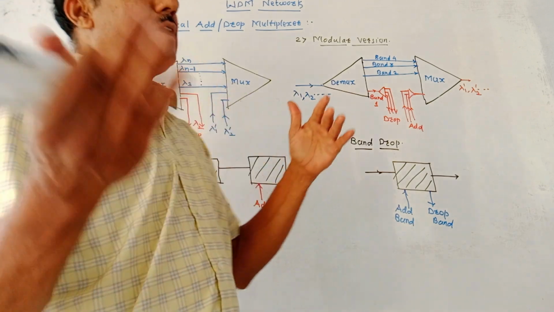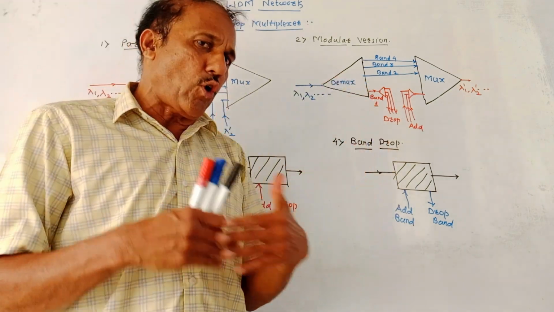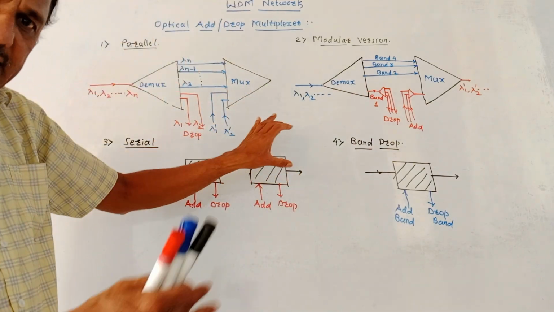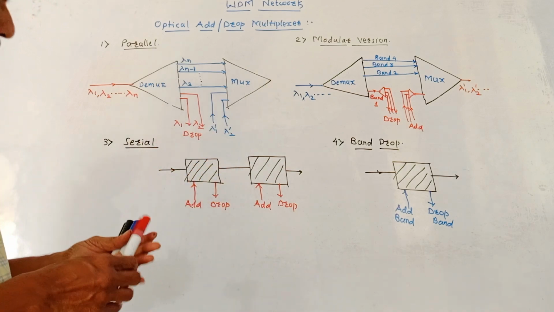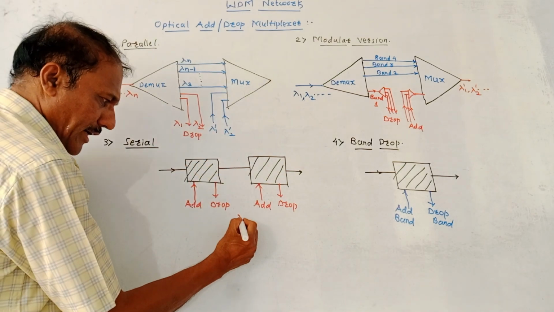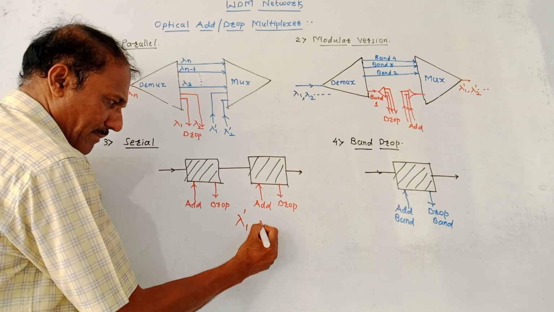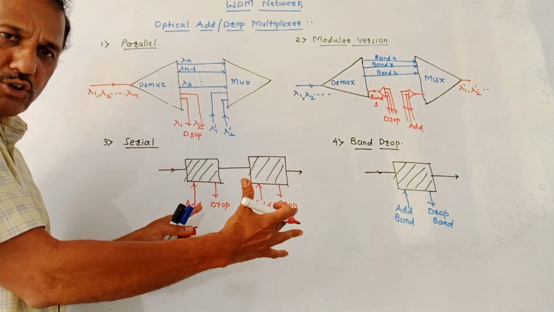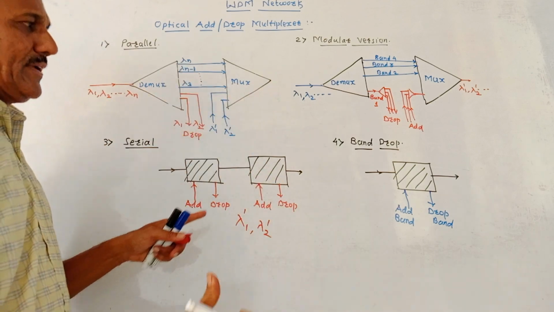Depending on how many wavelengths you want to add or how many wavelengths you want to drop, the different blocks are connected in series depending on the requirement. For example, if you want to add the extra wavelengths lambda 1 dash and lambda 2 dash, then in this case, as shown in this diagram, 2 series blocks are used to add 2 extra wavelengths.